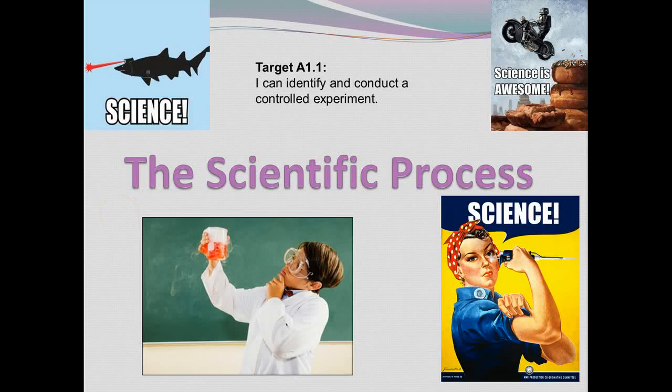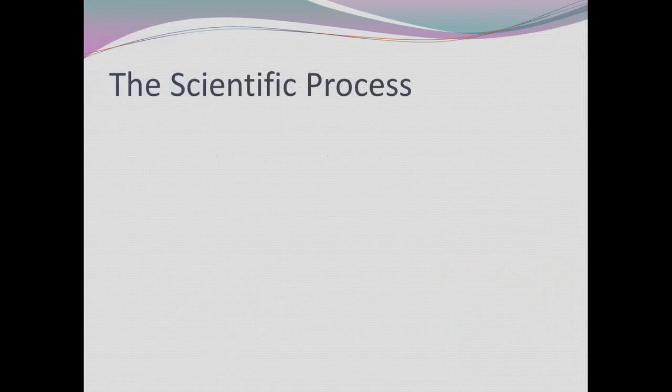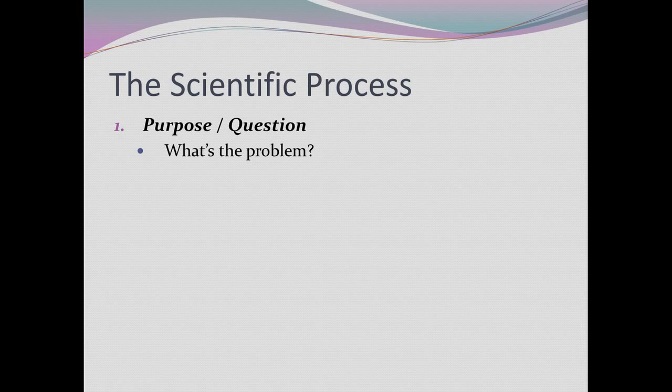So we're going to talk about the scientific process. Your target is you can identify and conduct a controlled experiment. So scientific process. You start off with a purpose or a question. Basically, what's the problem? What is it that you are trying to test? For example, the question is, does fertilizer help plants grow better?